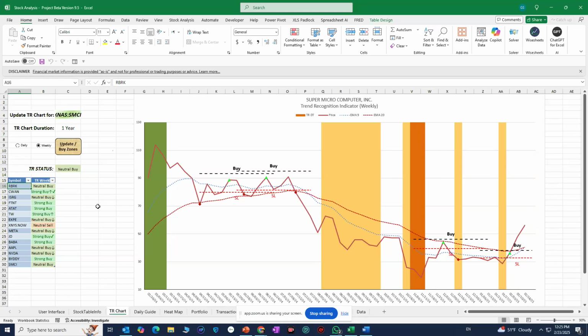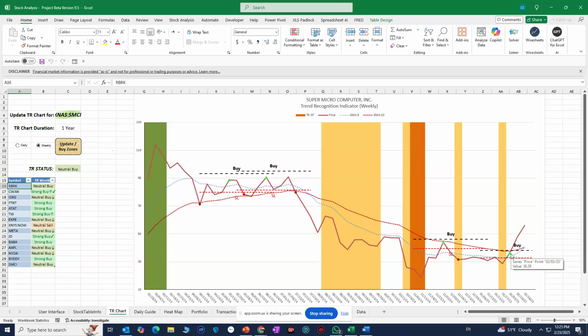So let's take a look at Super Micro Computer, SMCI, one year. Now this was a volatile stock, just like HIMSS. It tried to go to the buy zone, but it never reached there. So should we buy it? No. Should we buy it here? No. Should we buy it? No. It's a weekly chart.